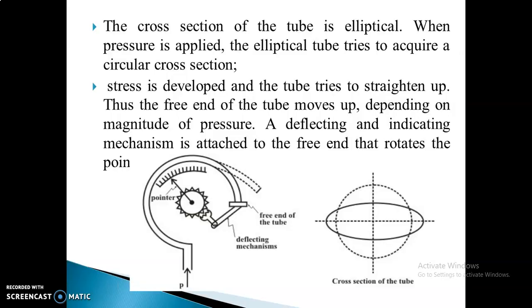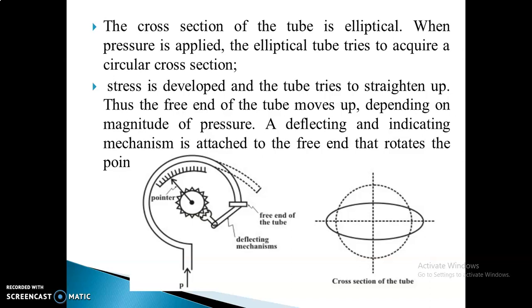You can just look at the diagram. This is what I told you. It looks like a C shape, and consists of a pointer and a scale. You have a spring, linkage mechanism, and gearing arrangement, and you can look at the tube construction. There is the free end of the tube, and at the other end we apply the pressure. That is what the arrow indicates, that is P.